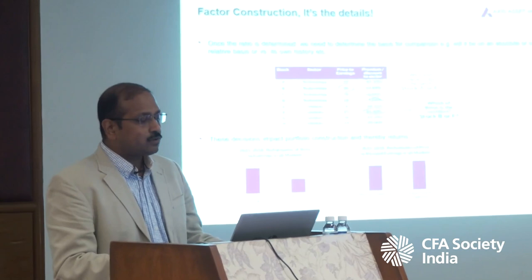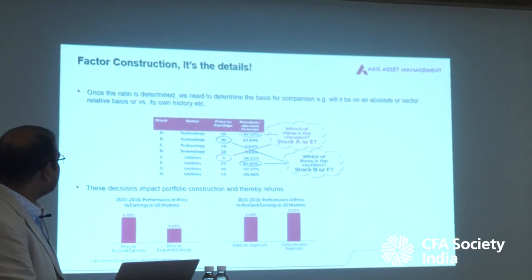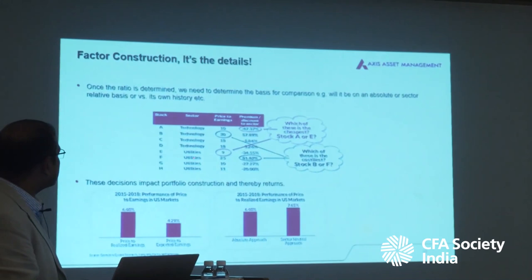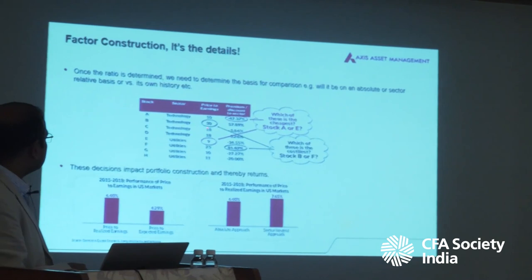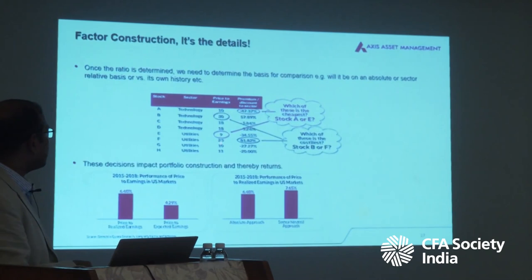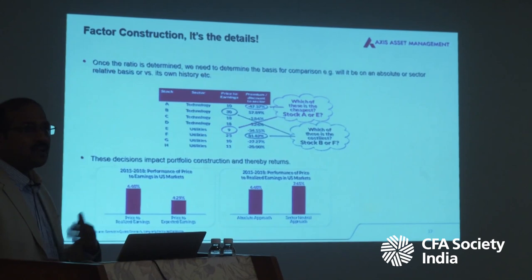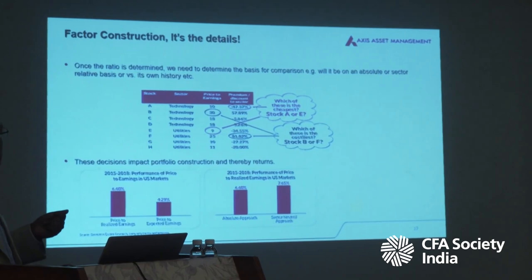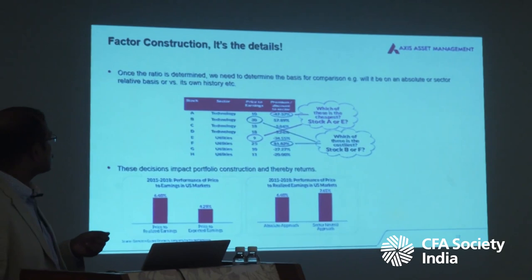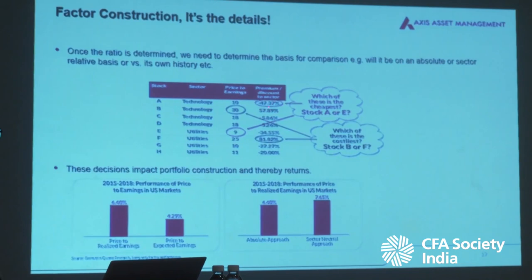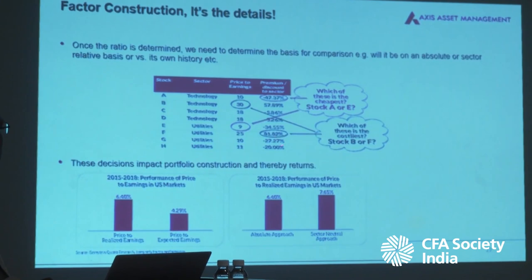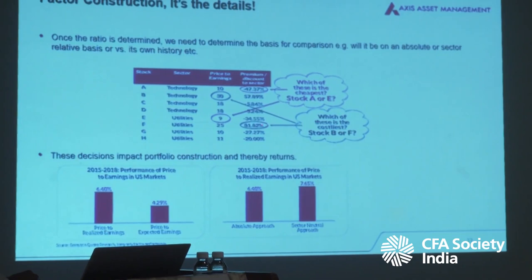Now, once you've gone past that, then the question is, how do you compare these things? What I'm showing here is, obviously for illustrative purposes, two sectors, technology and utilities, and you take stock B and stock F. Stock B has a price to earnings ratio of 30 and stock F has a price to earnings ratio of 25. Now, if you were to compare on an absolute basis, you would say stock B is the costlier stock and stock F is the cheaper stock. But maybe there's another way of looking at it. Maybe you look at it versus sectors, in which case you will note technology, being a high growth sector, typically has higher valuations than utilities. So vis-a-vis sector, stock B is trading at a premium of 57.89%, whereas stock F is trading at a premium of almost 82%. So that makes stock F costlier than stock B.